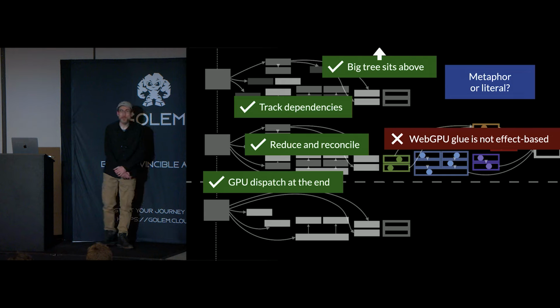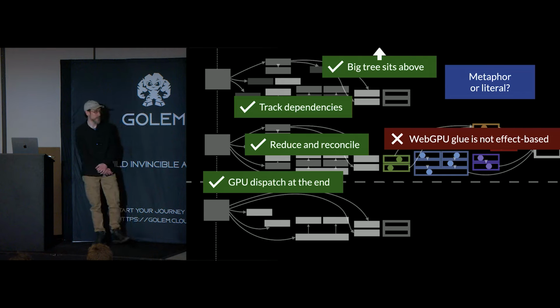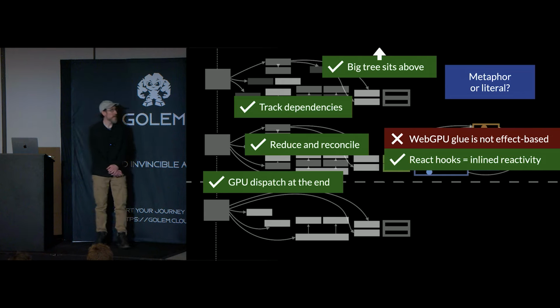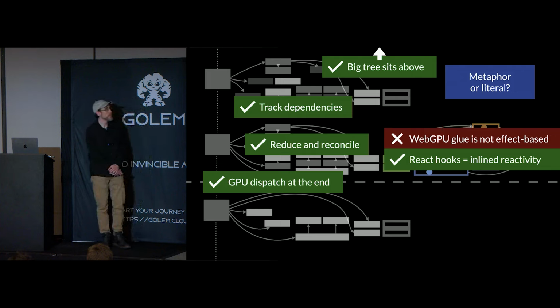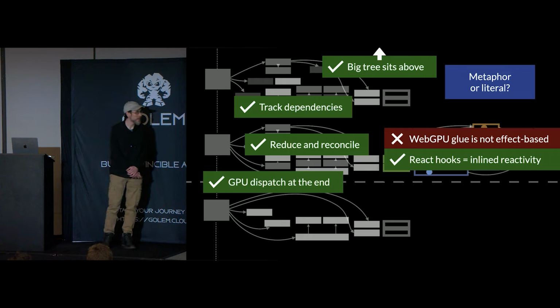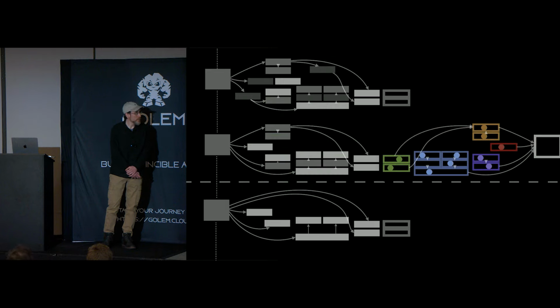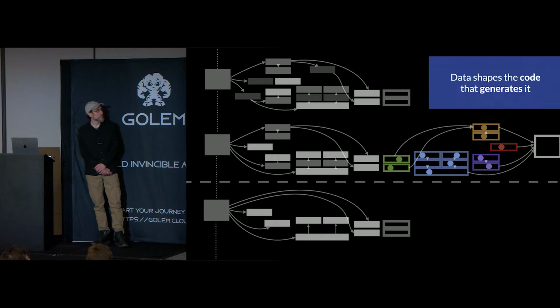The WebGPU glue is not actually effect-based because that would be too inefficient. So instead I use React hooks, which you can think of as inlined reactivity. It still obeys all the rules of React. I can still rely on certain invariants being true, but I don't actually do this in the component style that React uses because that would be too heavy and there wouldn't really be any reason to do so. But in every other way, we can kind of pretend that this diagram is true and we can reason about it. That's the important part.